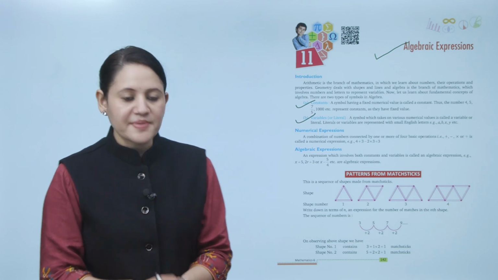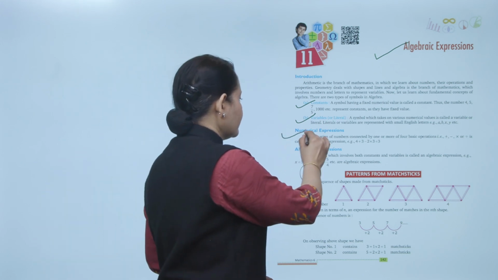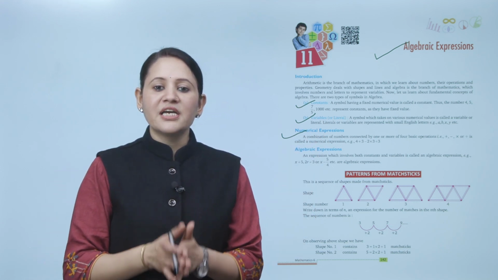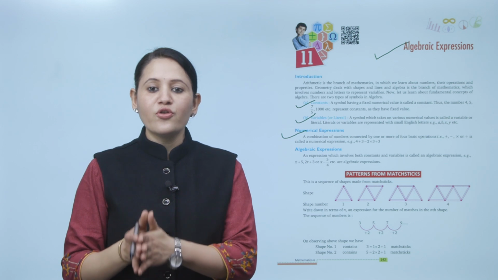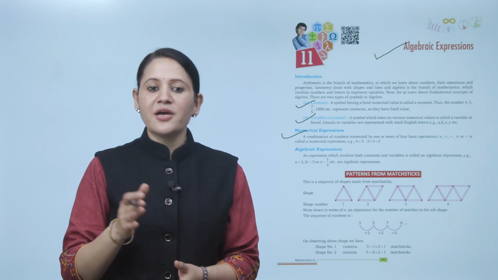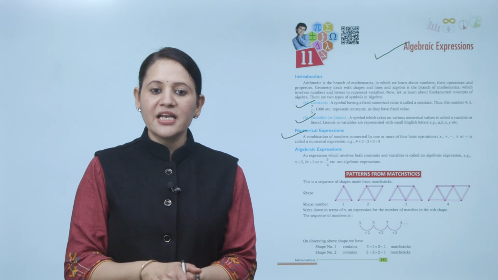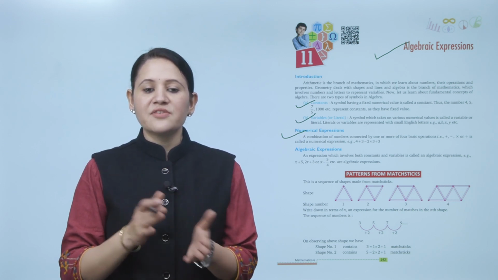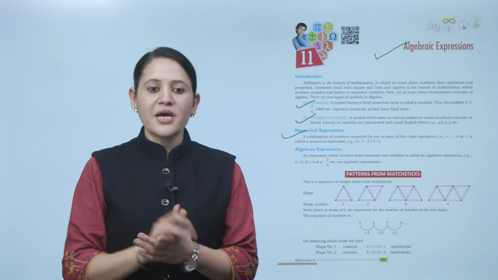Next is numerical expression. A combination of numbers connected by one or more of the four basic operations, for example plus, minus, multiply or divide, is called a numerical expression. For example, 4 plus 3 minus 2 into 3 divided by 3. This is a numerical expression.